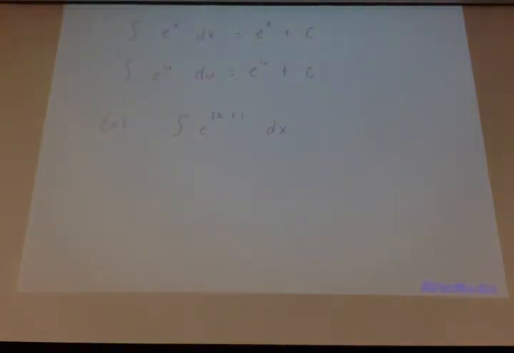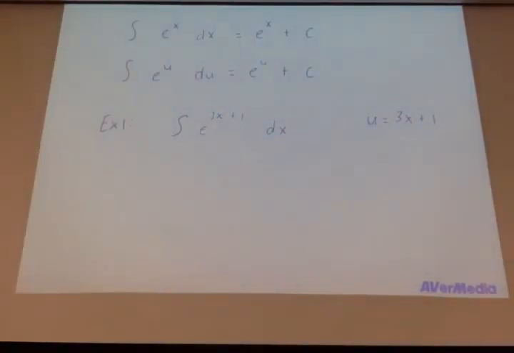For example 1, we're going to integrate e to the 3x plus 1 dx. Okay? So again, this one we'll have to use u substitution because it's not a single variable in the exponent. And I think it's pretty quick and easy to see what's our u. What are we going to set equal to u? Yep, u will equal 3x plus 1.